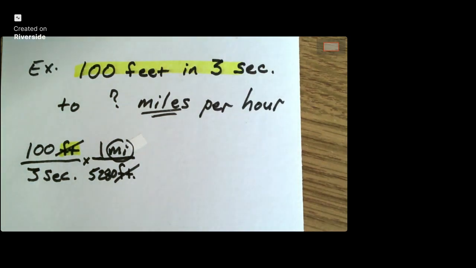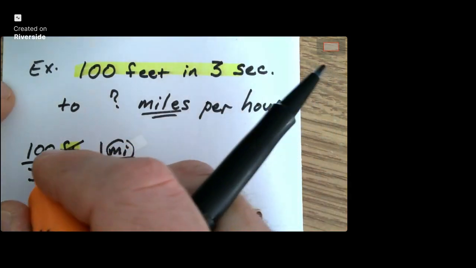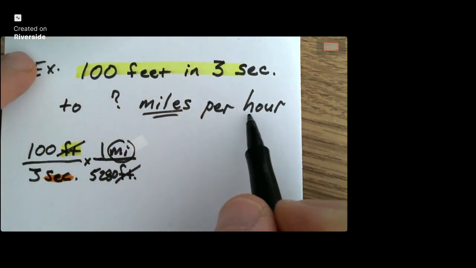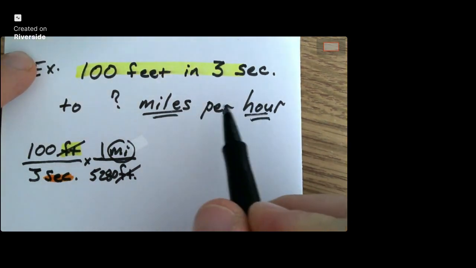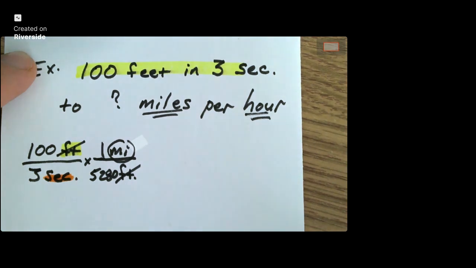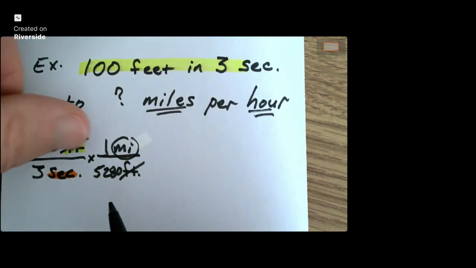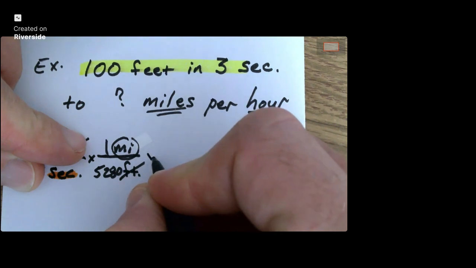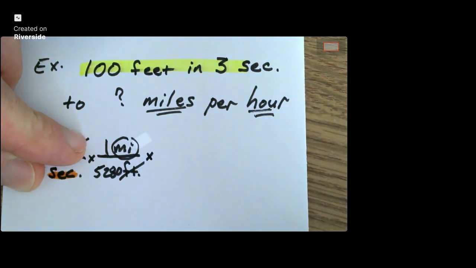Now let's focus on our other unit, our time unit, seconds. We don't want seconds on bottom. We want hours on bottom. We want miles on top per hours on bottom. So now let's forget about everything else and just look at our seconds. Let's get our seconds on bottom to go away, and create hours on bottom. So let's throw in another multiplier. If we want to cancel out units, we have to multiply fractions.